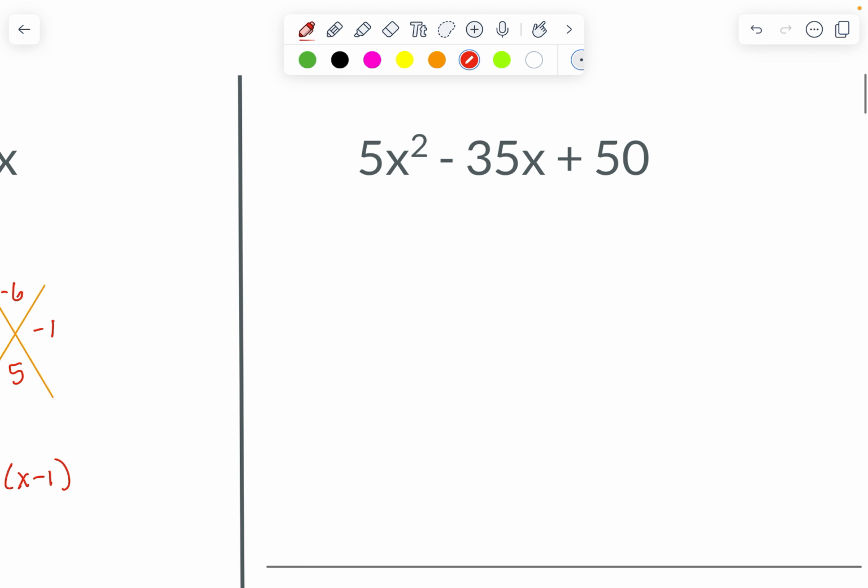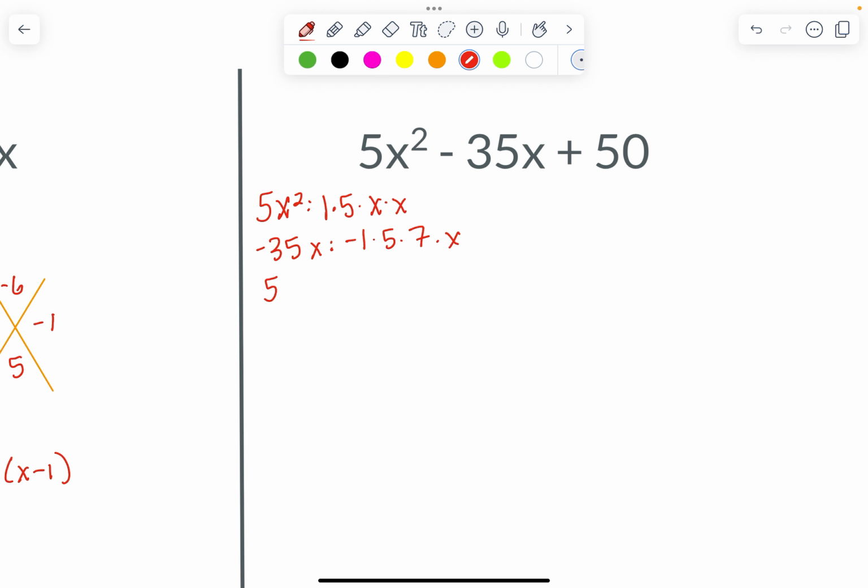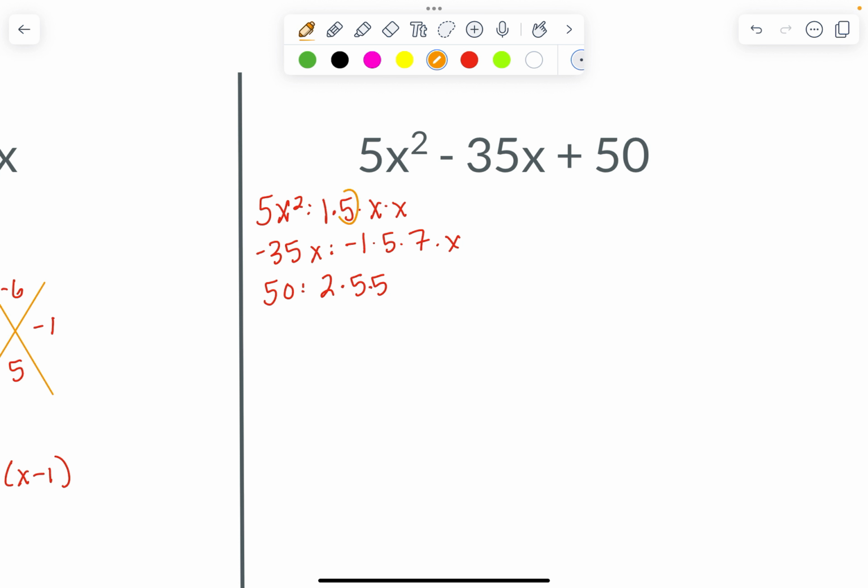Let's look at another one. If I break up 5x squared, 1 times 5 times x, negative 35x, negative 1 times 5 times 7 times x, and then 50, 2 times 5 times 5. So it looks like I can take a 5 out of all of these. And then I'm left with x squared, or 1x squared, plus negative 7x, plus 10.